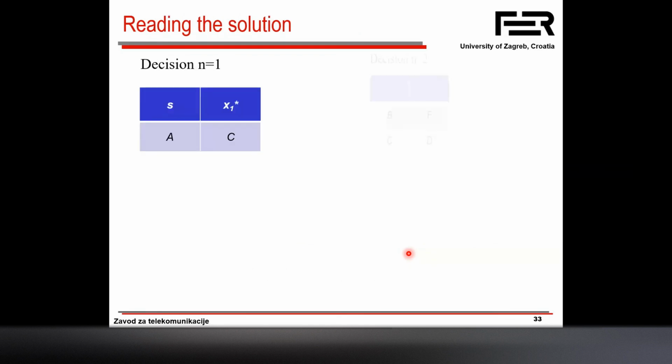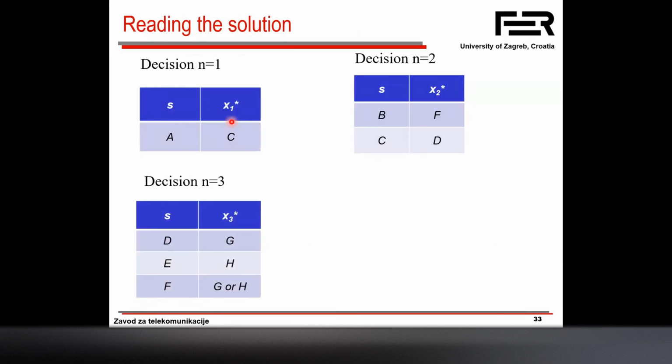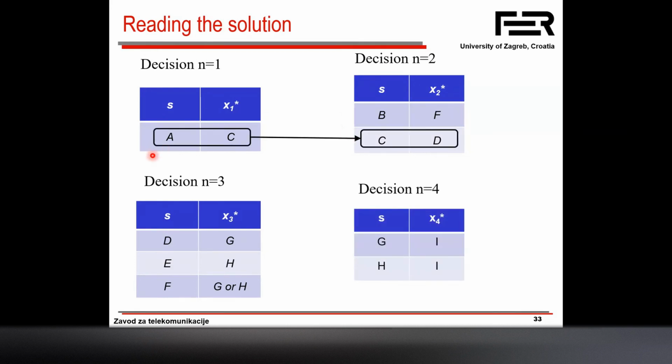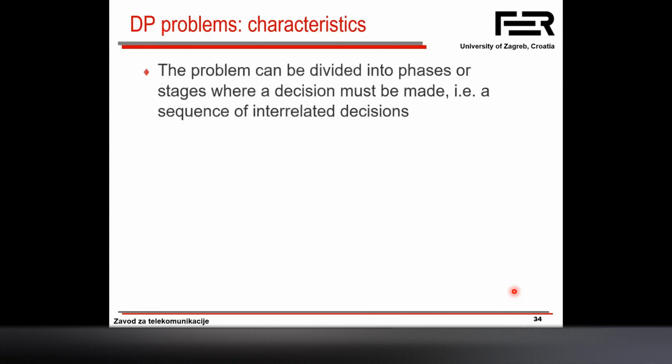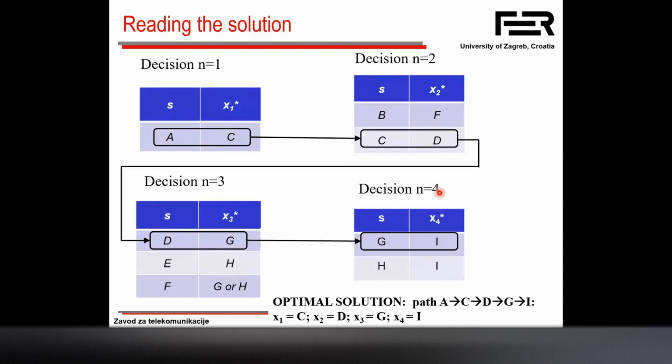And if we write that out, we can follow this path and find the best decision points, going from A to C, C to D, D to G, and G to I. So that would be the optimal solution. I went through this very quickly, but again, you can look at the slides offline.